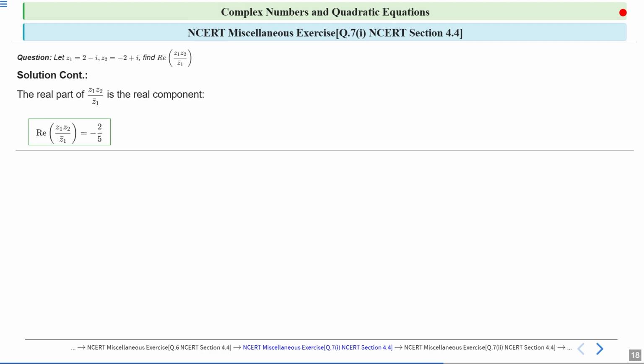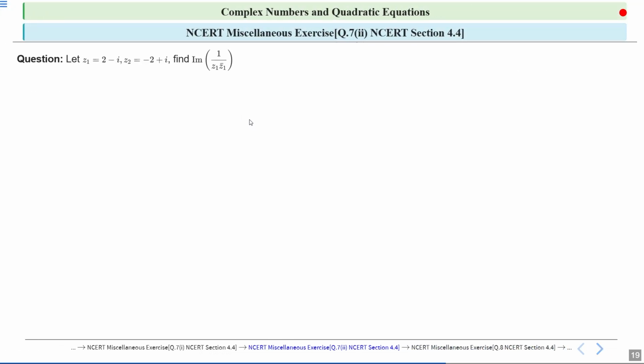So now let's see the solution. So the real part of z1 times z2 divided by conjugate of z1 is shown as real part of z1 times z2 divided by z1 conjugate equals minus 2 over 5. And this is our final answer. So I hope this question is clear to all of you. Now let's move to the next part.